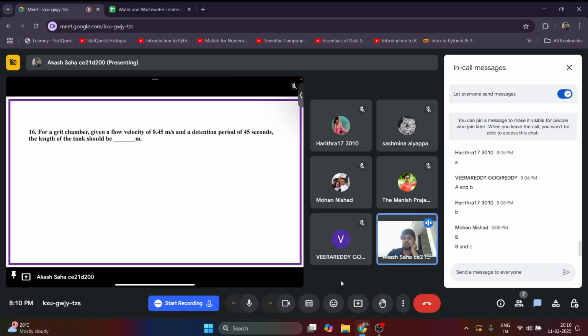For a grid chamber, given a flow velocity of 0.45 meter per second and a detention period of 45 seconds, the length of the tank should be? Tell me, it's a direct problem. What should be the length of the tank? Flow velocity is given as 0.45 meter per second and retention period of 45 seconds. So what should be my length of the tank? Very easy and direct.